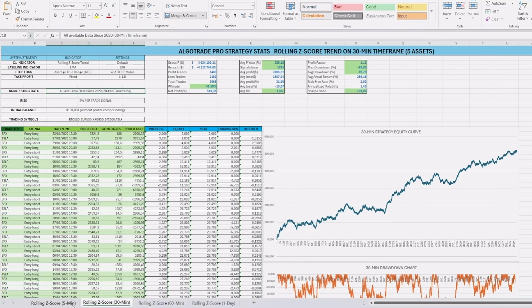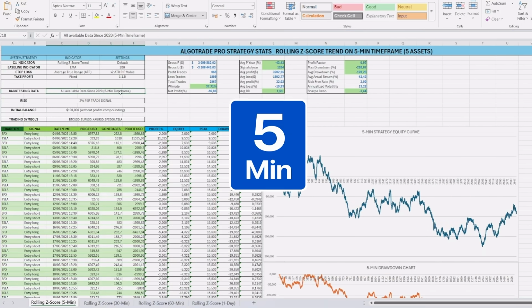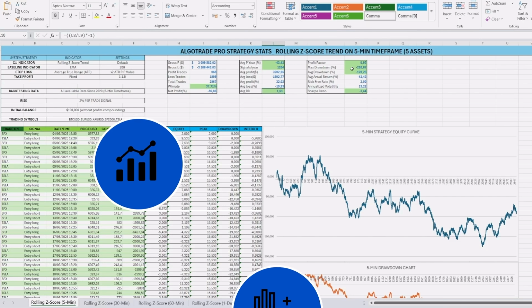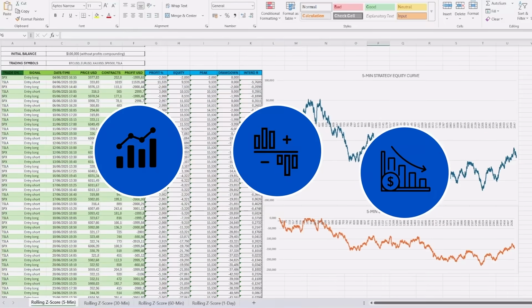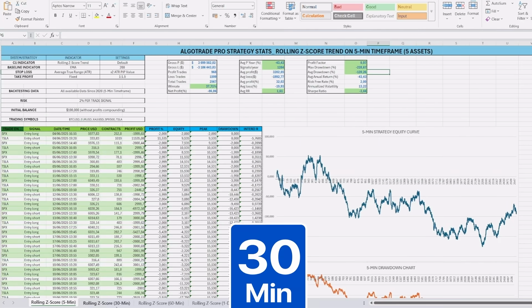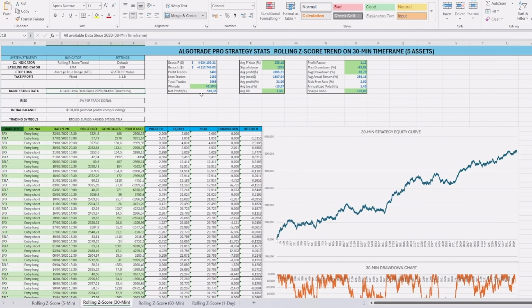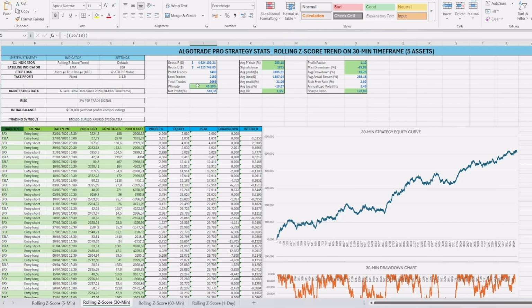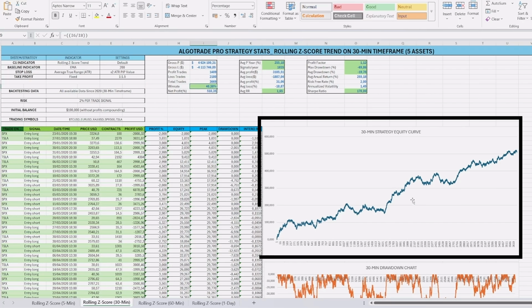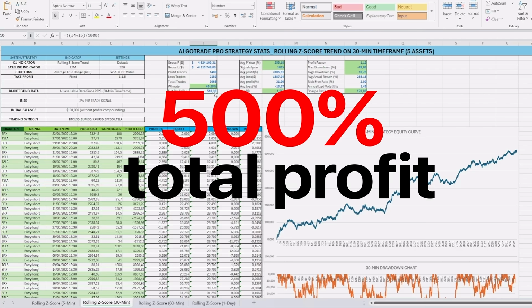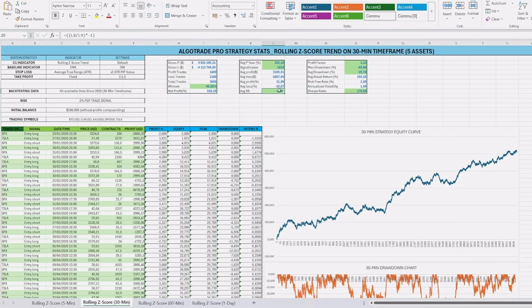Alright, the tests are finished. Let's start with the 5-minute chart. Here the results are poor, the strategy struggled with market noise, profitability remained negative, and the equity curve was highly unstable. Now let's move on to the 30-minute time frame, and this is where things got interesting. Performance improved dramatically, the equity curve became much smoother, and the strategy generated over 500% total profit, making this the strongest time frame of the entire test.